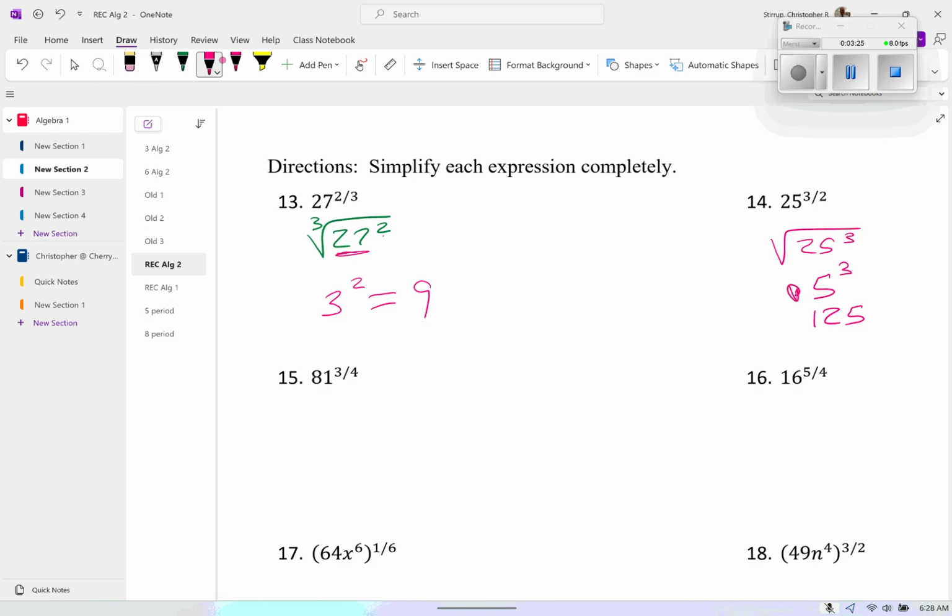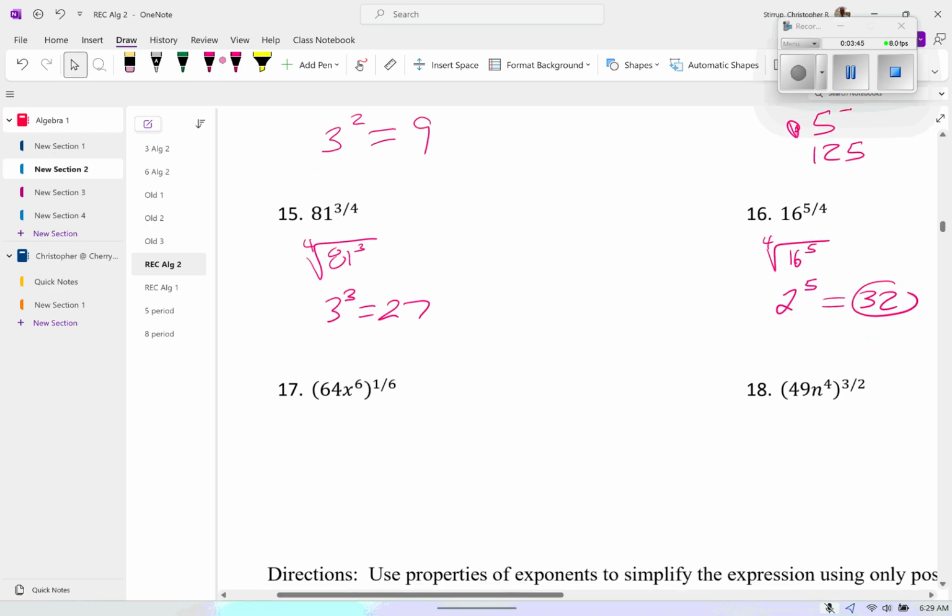I want the 4th root of 81 to the 3rd. So the 4th root of 81 is 3. 3 to the 3rd is going to be 27. I want the 4th root of 16 raised to the 5th. So the 4th root of 16 is 2. 2 to the 5th is going to give me 32. Because 2 times 2 times 2 times 2 times 2.